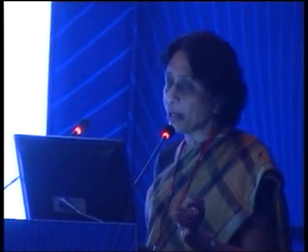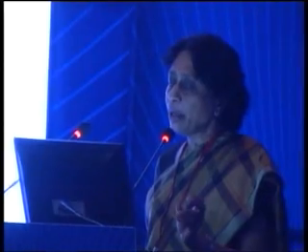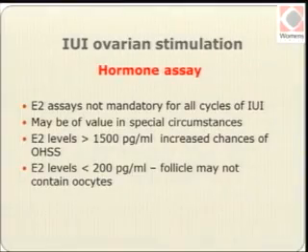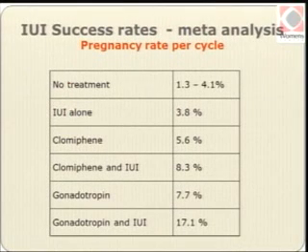Hormone assays are not mandatory for all cycles of IUI. They may be of value in very special circumstances. E2 of over 1,500 increases chance of OHSS and high order multiple pregnancies. More high order multiple pregnancies today occur with IUIs than with ART, because in ART you can control the number of follicles and the number of embryos which are replaced. With too low an E2, the follicle may or may not be okay.